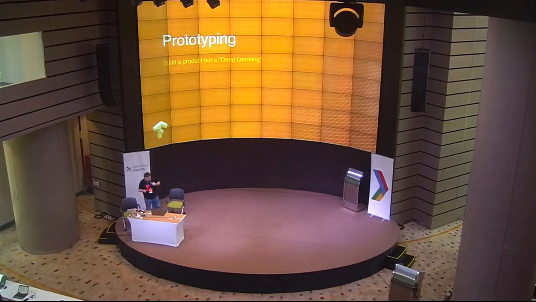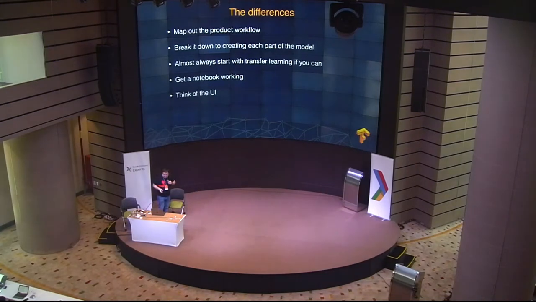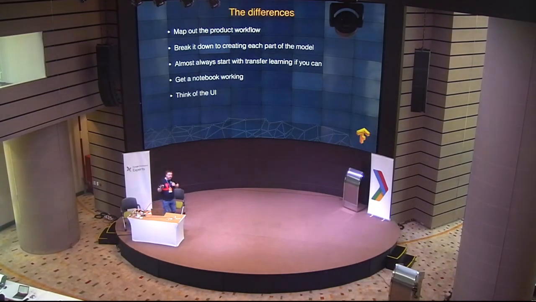Then, okay, I'll talk about some prototyping. Some key things about prototyping is that you want to map out the product workflow. You need to understand you're making a product, you're not just making a model, you're not just making something to win a Kaggle competition or something like that. You want to break it down into each part of the model. I always start with transfer learning. Whenever I see a CNN, for example, the first thing I do is pick a CNN off the shelf with a great set of weights from ImageNet and see, will it work?